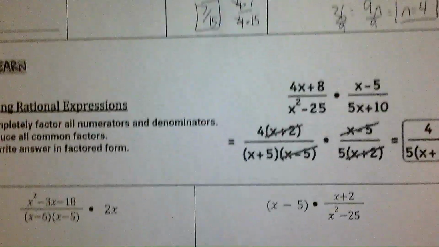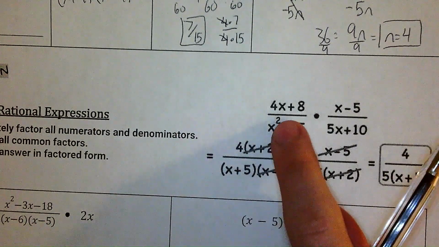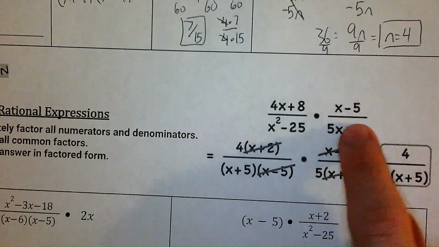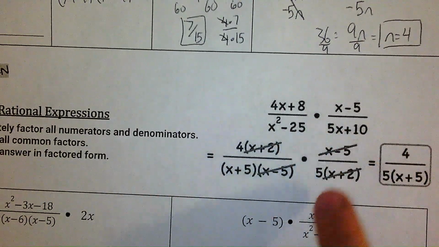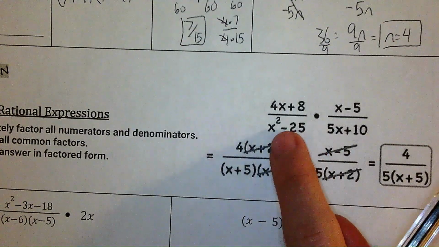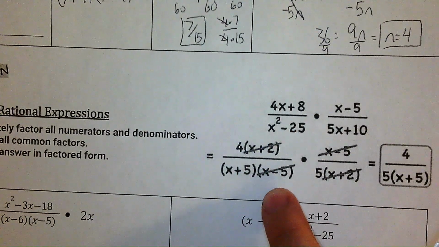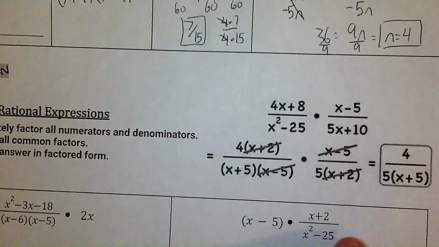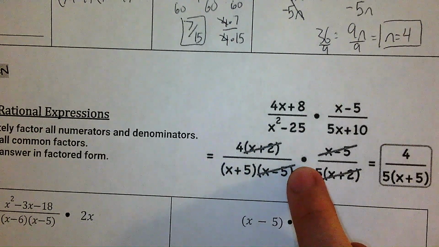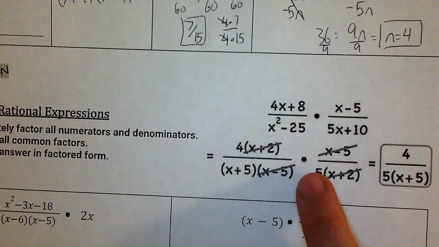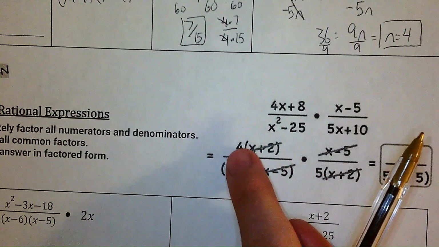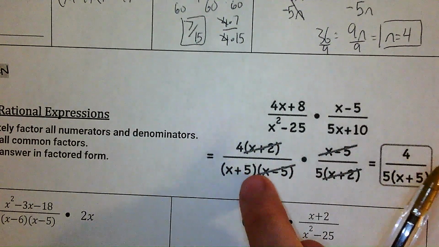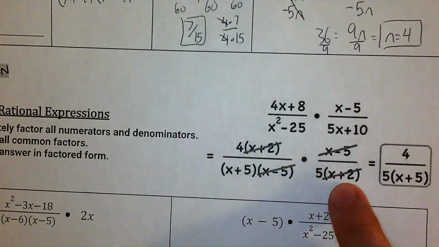So in this example here, this has a denominator of x squared minus 25, and this has a denominator of 5x plus 10. So we can multiply just fine, even though they're different. This was factored into x plus 5 and x minus 5, and then a 5 was factored out of this to give 5 times x plus 2. At this point, multiplication is simply just going to combine our fractions top and bottom. So each factor is multiplied. So 4 times x plus 2 times x minus 5 is going to be the top. The bottom is x plus 5 times x minus 5 times 5 times x plus 2.